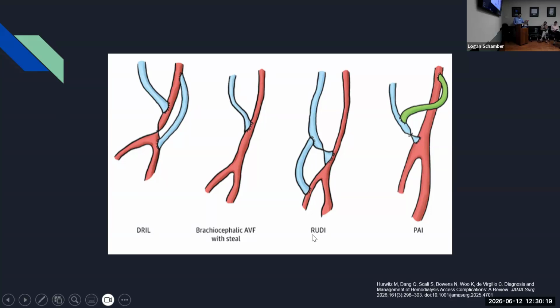The other modality is RUDI, or revascularization using distal inflow. The surgeons will create a conduit to connect the AV outflow vein to a more distal artery with ligation of the original fistula. And this will lead to a fistula that has lower flow with higher resistance, which can help mitigate the ischemia.